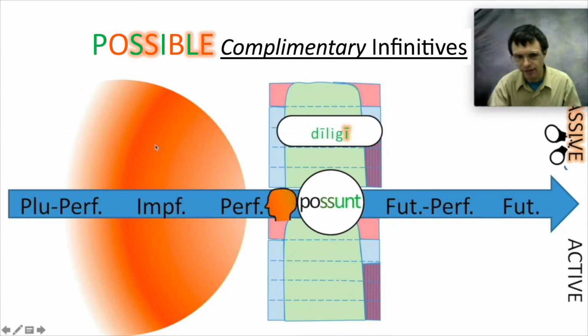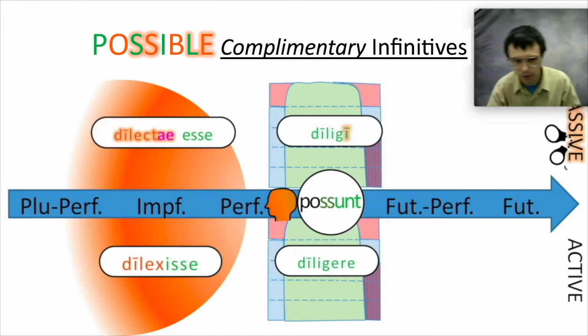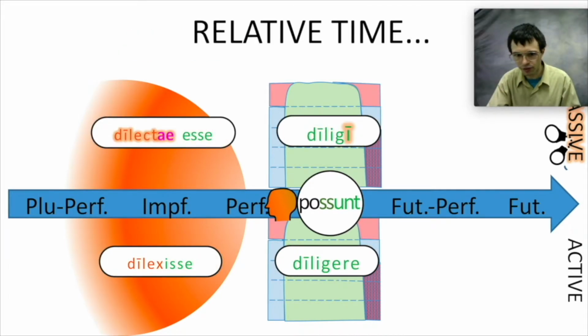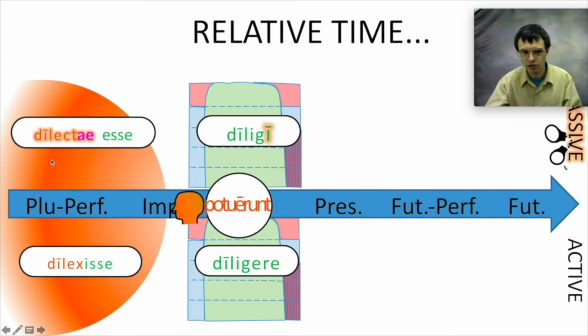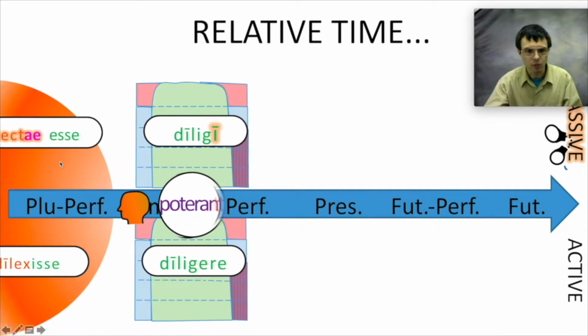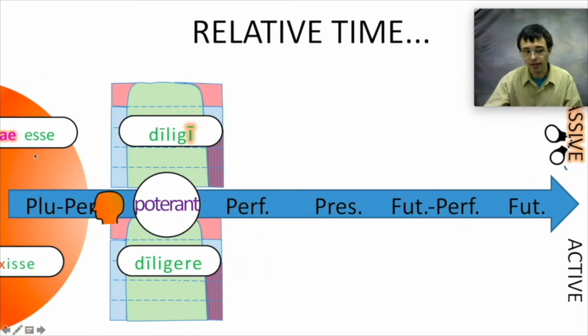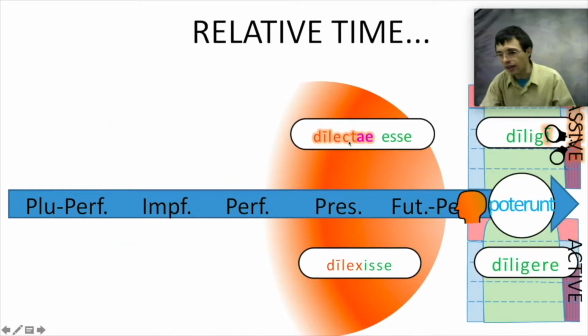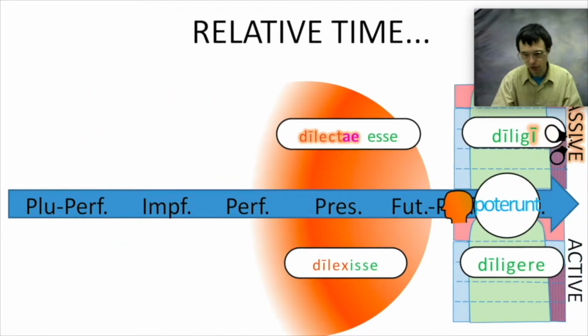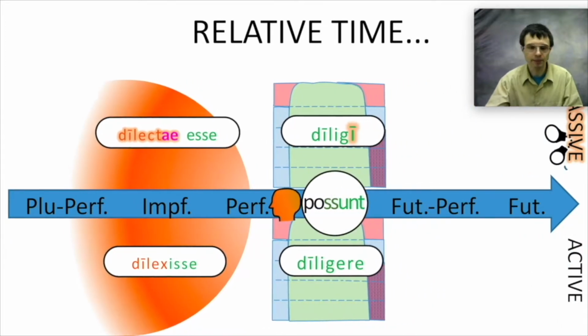And then deligi, they are able to be chosen. Alrighty, so there's your cloud of possible complementary infinitives. So relative time then is the potuerant delecti esse. They were possible to have been chosen. Poterant delecti esse. They were being able, or they used to be able to have been chosen. Any of those would work. And future tense, they will be able to have been chosen. So all those are now possible and in the game.